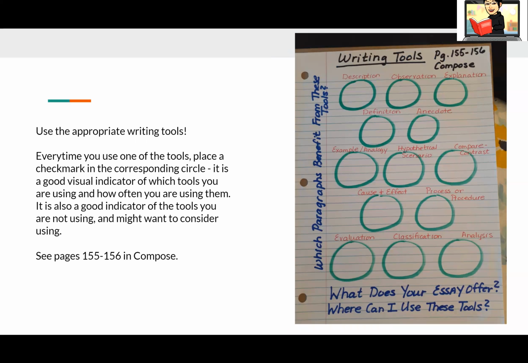And finally, the third tool, the third page you should have next to you on your desk whenever you're writing an essay is a writing tools worksheet where you can see what tools you can use in your writing to make your writing crystal clear to the reader and offers a variety of different types of writing for your reader to read.